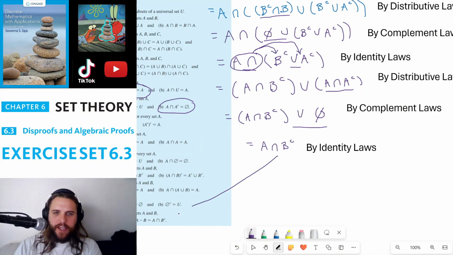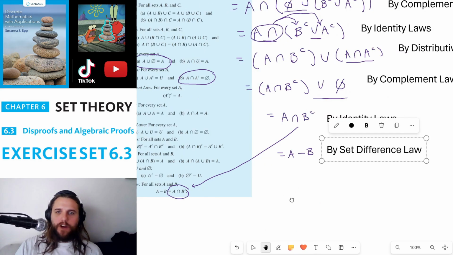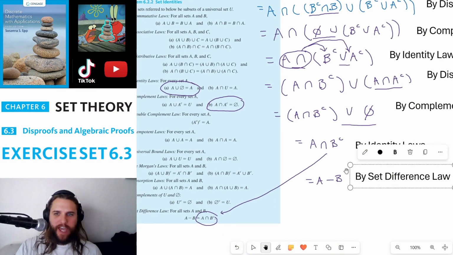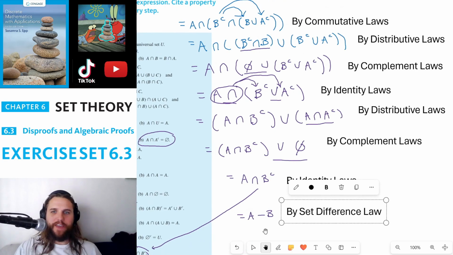And this is the exact format of the set difference law. So we can simplify this to just A minus B by the set difference law. So that means our original expression here is just A minus B. It's a very weird way of writing A minus B. But according to these set identities, we can simplify this to A minus B to show that it actually does equal A minus B. Anyways, this is how we simplify that expression to A minus B.